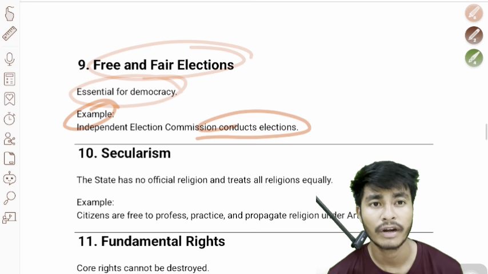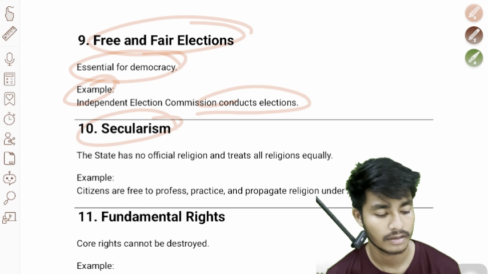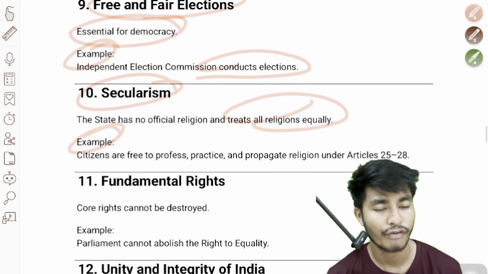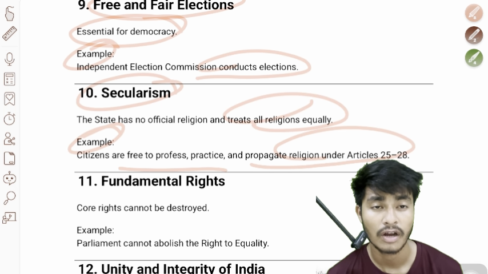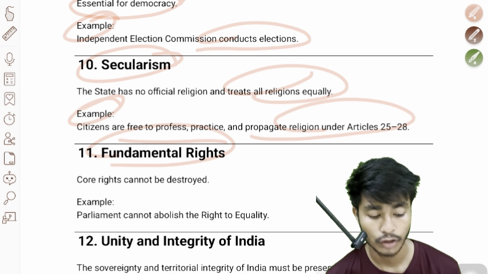And tenth, secularism. The state has no official religion and treats all religions equally. Example: citizens are free to profess, practice and propagate religion under Articles 25 to 28, which we discussed already in fundamental rights. So now move to the fundamental rights. Core rights cannot be destroyed.